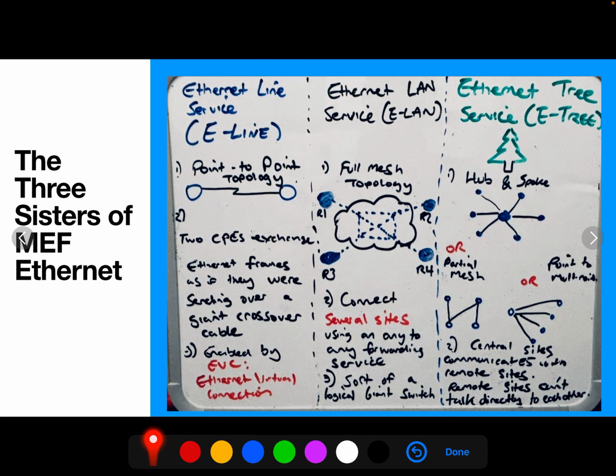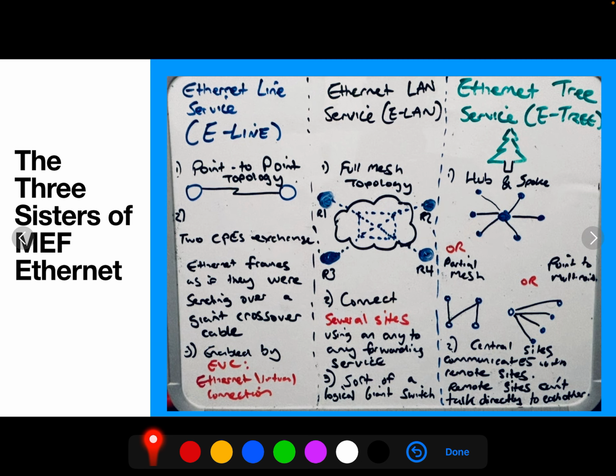E-tree uses different topologies. We've got hub and spoke, and partial mesh or point-to-multipoint. Basically, you have a central site communicating with a certain number of remote sites, but these remote sites, unlike ELAN, can't communicate directly. So that's important to understand, the differences between them.